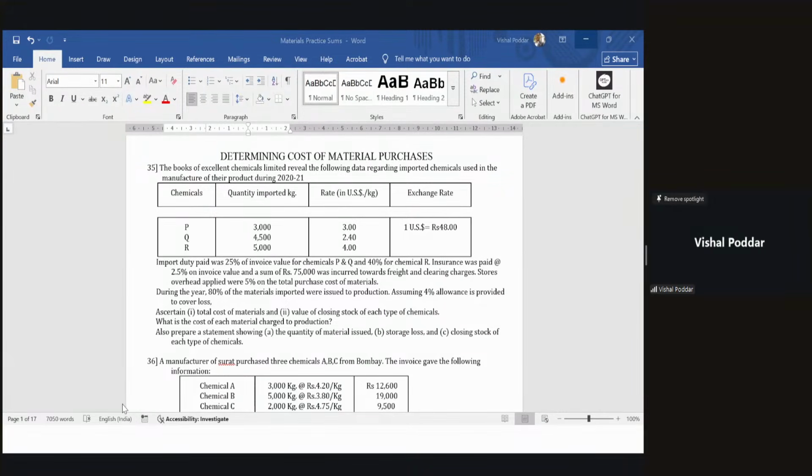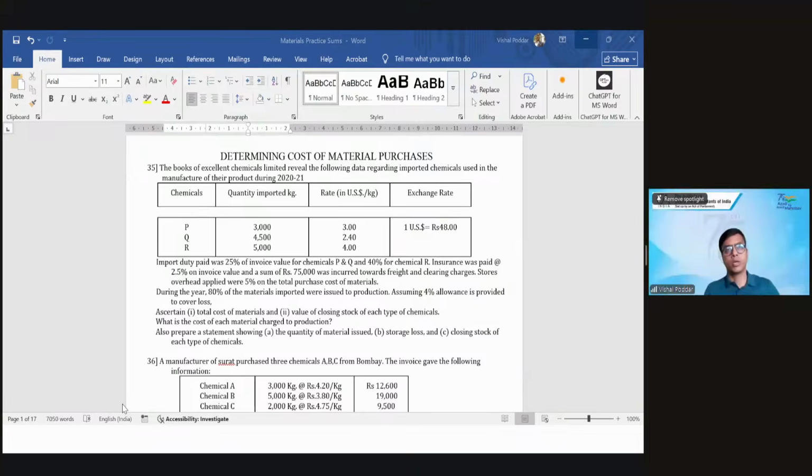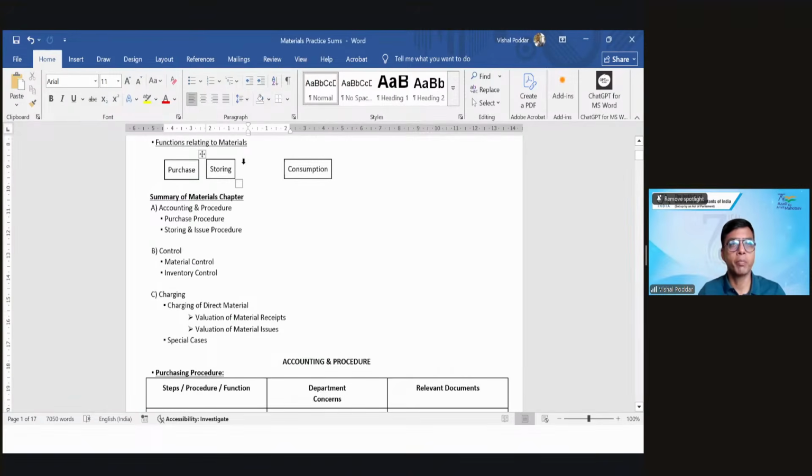Also, students, get ready with your notebooks, pens, calculators, because that will now on be required because now we are going to do solving of questions. Now, this is the first category of practical question that we are going to solve. What is this question dealing with? Determining the cost of material purchase.